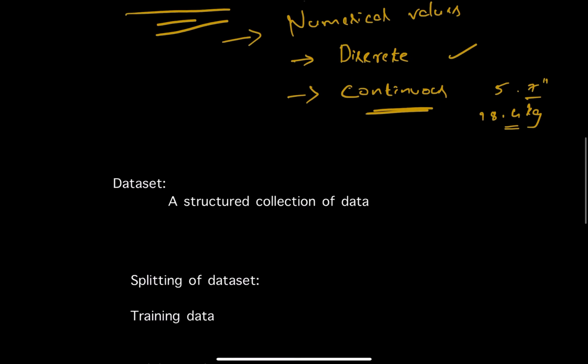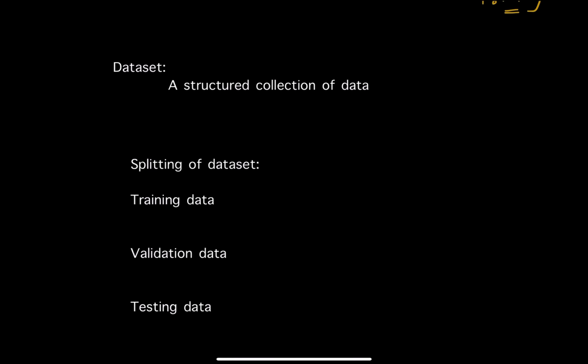Now, what is a data set? A structured collection of data. See, a data set should always be a structured collection of data. Suppose if the data is unorganized or unstructured, then we cannot do analysis in a better way. So first we need to organize the data, and then only we can do some analysis on the data and do better decision making. Okay, so a good data set should always be a structured collection of data.